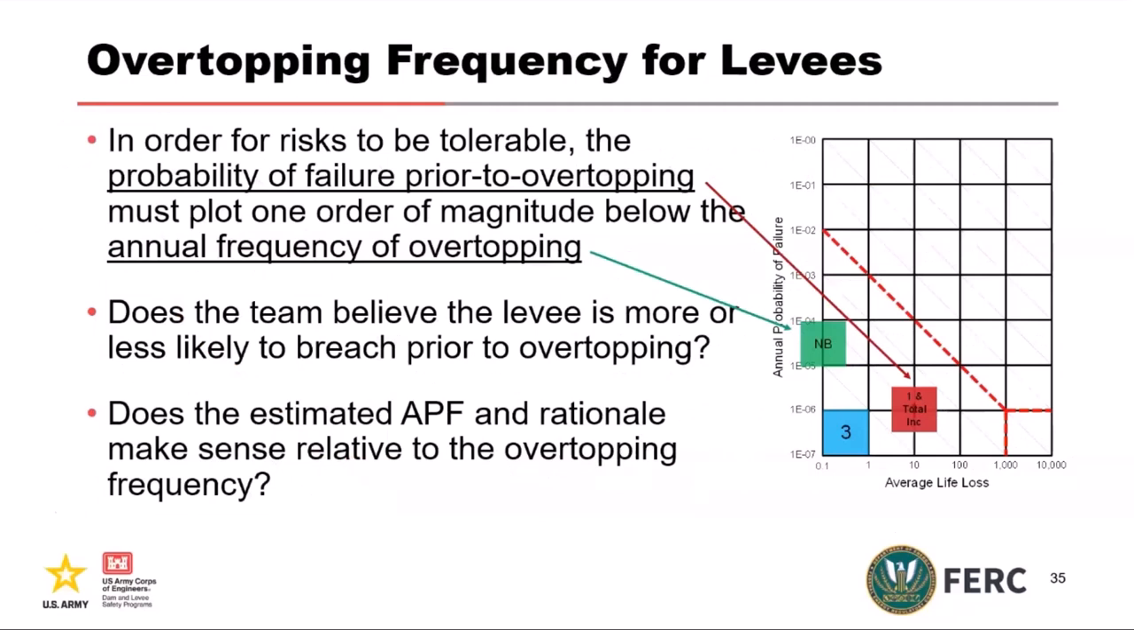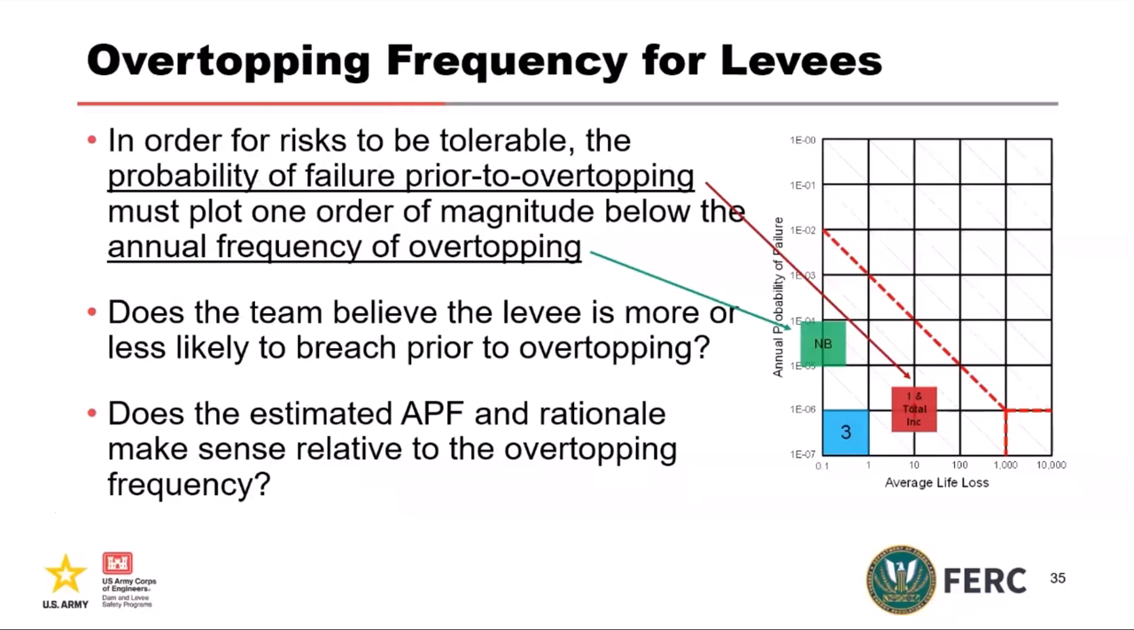So levees have a little bit of a nuance in our tolerability. Most of the time when we're looking at dams, between FERC and the Corps, we're looking at this tolerable risk threshold right here. This is the societal risk threshold, and this is the probability of failure threshold. There are not many levees that have a 1 in 10,000 overtopping frequency. Our average is like 1 in 350. It doesn't make sense to have a 1 in 10,000 probability of failure for a 1 in 350 year levee.